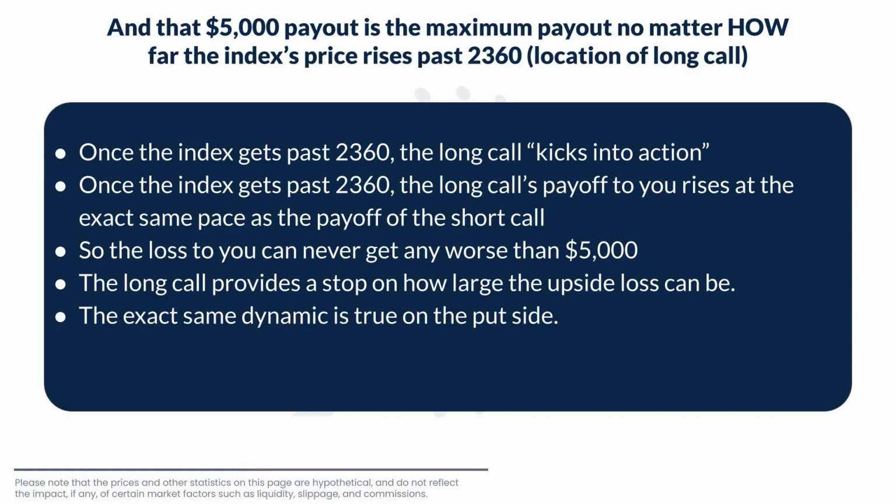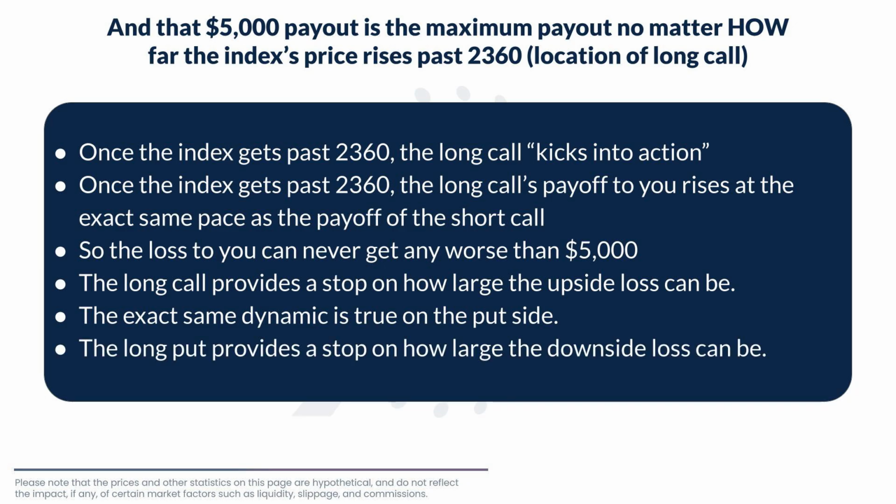And the exact same thing is true on the put side. Once the index closes any lower than 2060, then that 2060 long put effectively stops the loss from growing, because the long put will start paying off at the exact same pace as the short put up at 2110, stopping the loss again at $5,000. And the reason that we're going over all of this is to bring us back to the question of how much capital you'd need to execute this iron condor trade.